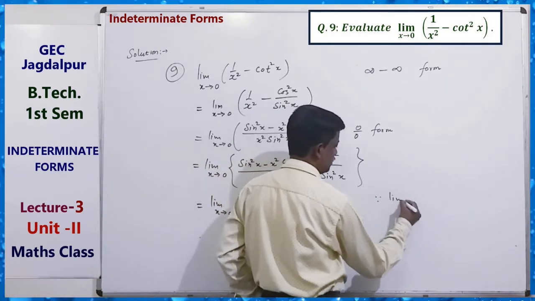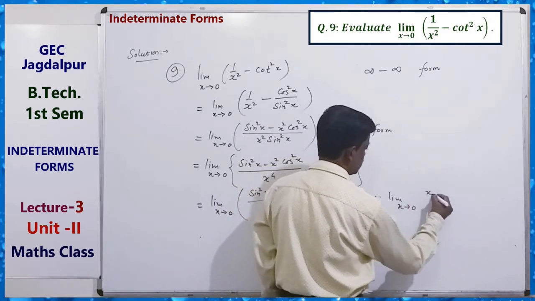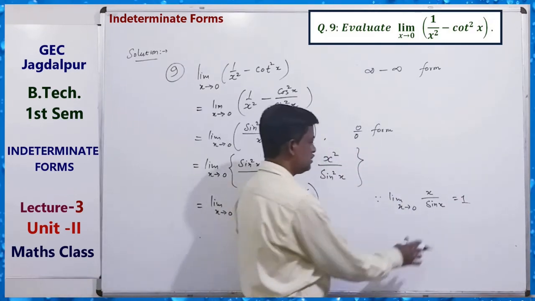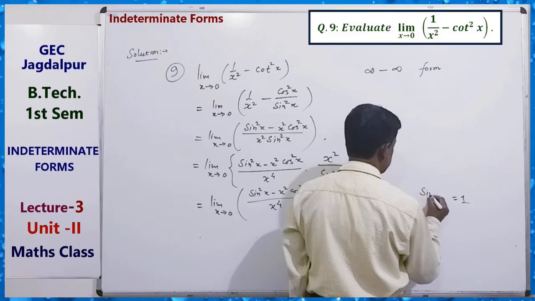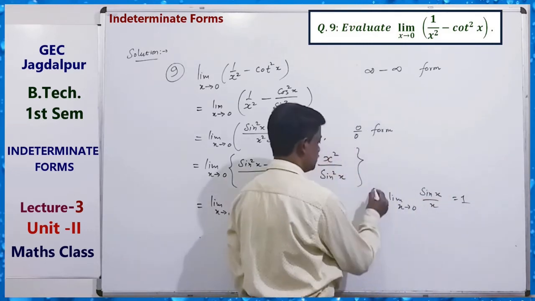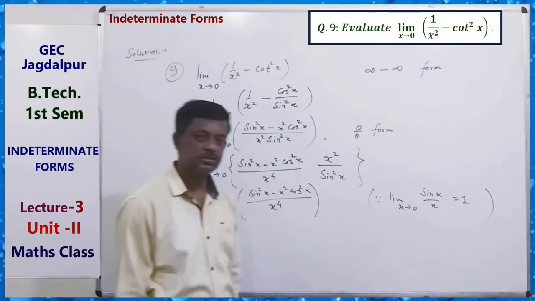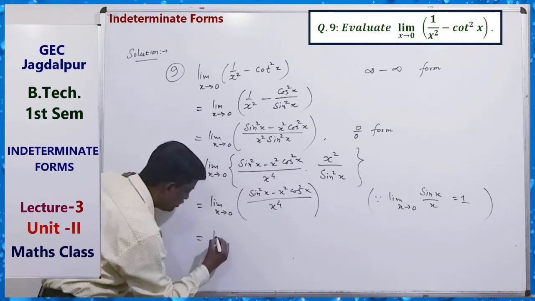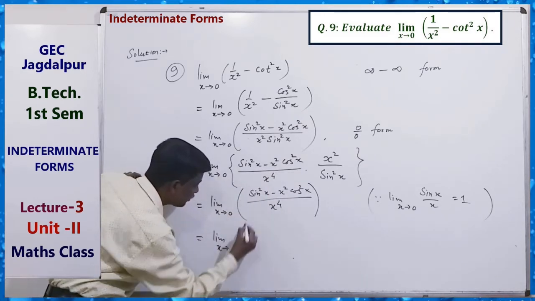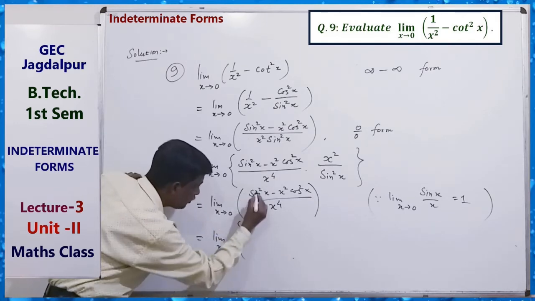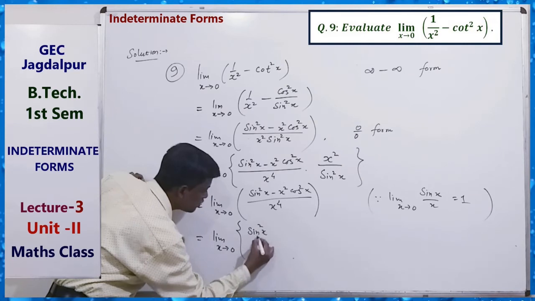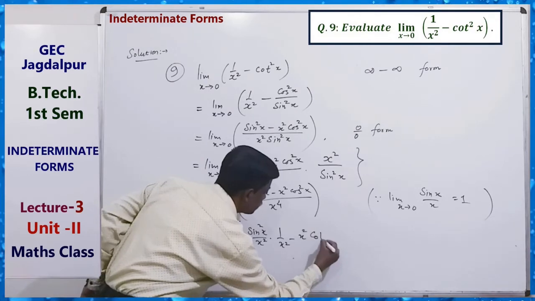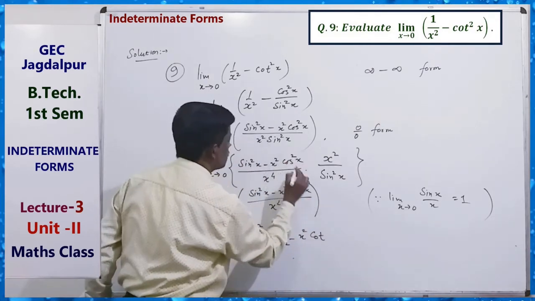Since the limit of x tending to 0 of x by sin x is equal to what? 1. Generally, just write the formula like this: sin x by x. Since sin x by x tending to 0 equals 1, here also we can set it up like this. How? Limit x tending to 0, in the first term, sin square x upon x square, into 1 by x square minus x square cos square x. Sorry, cos, not cot.